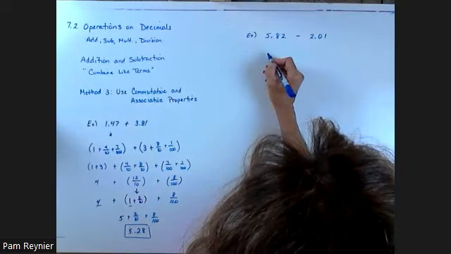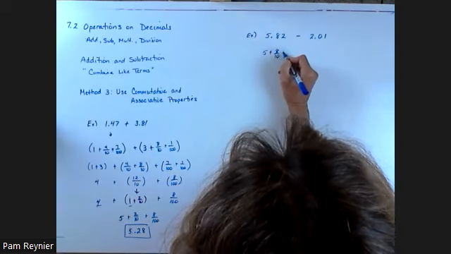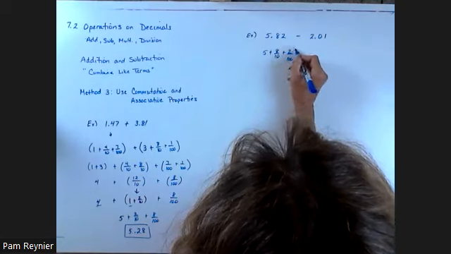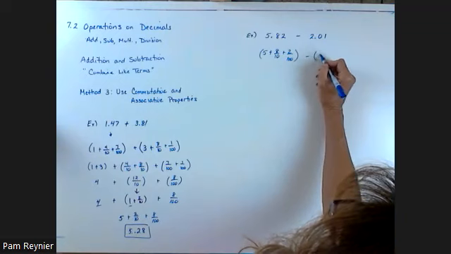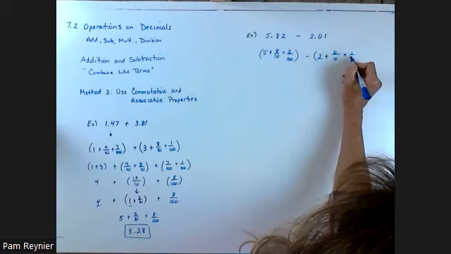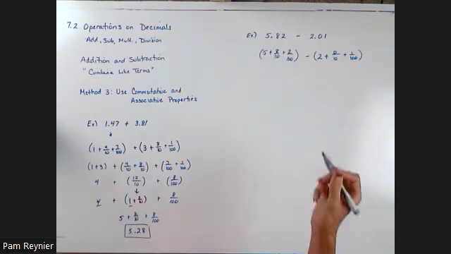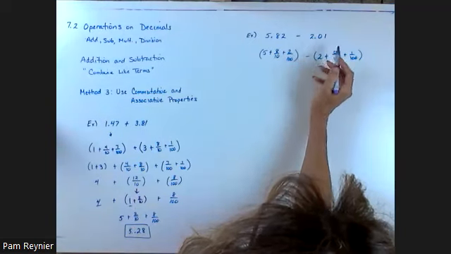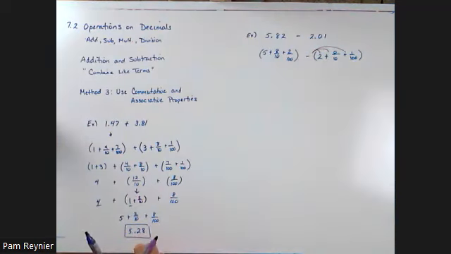Combining like terms, I'm going to have 5 and 8/10 and 2/100. And then I'm going to subtract 2 and I'm going to go ahead and put in 0/10 and 1/100 so I don't forget about it. Okay, now we have to remember with the subtraction, we're subtracting everything. We're subtracting the 2 and we're subtracting the 1/100. So I'm going to actually distribute that minus to all of them.